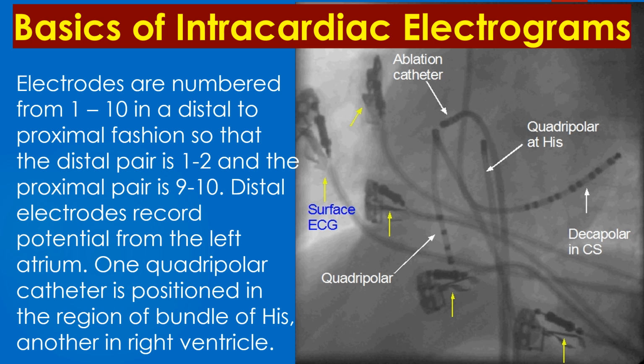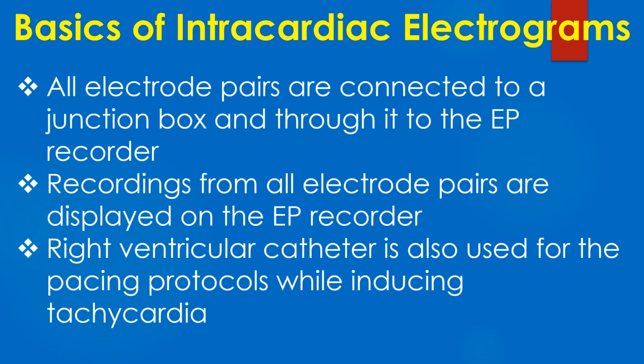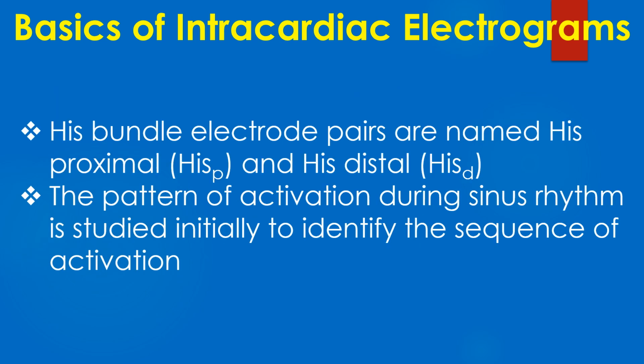One quadripolar catheter is positioned in the region of the bundle of His and another in the right ventricle. All electrode pairs are connected to a junction box and through it to the EP recorder. Recordings from all electrode pairs are displayed on the EP recorder. The right ventricular catheter is also used for the pacing protocols while inducing tachycardia. His bundle electrode pairs are named His proximal and His distal.